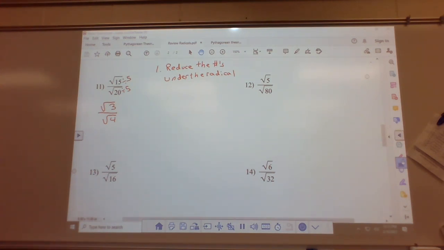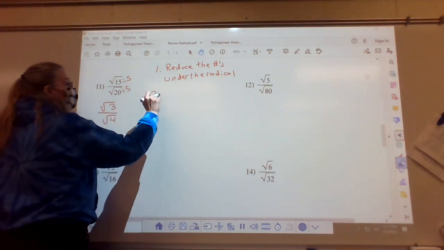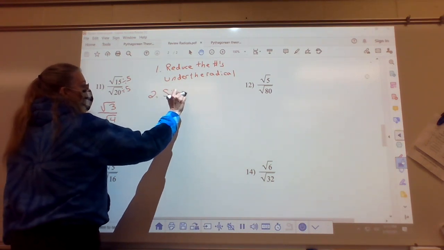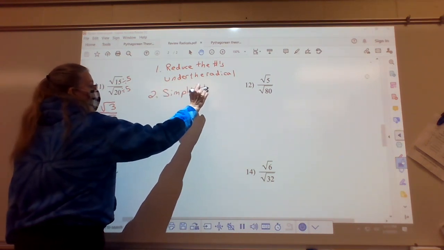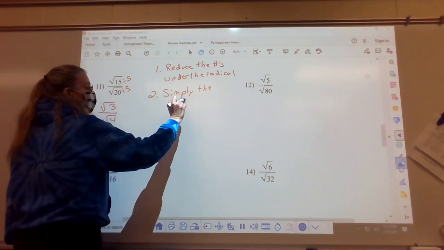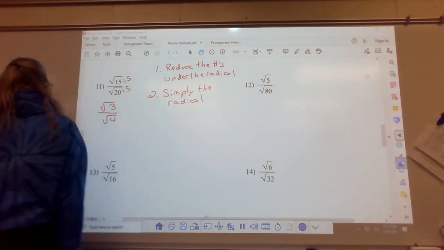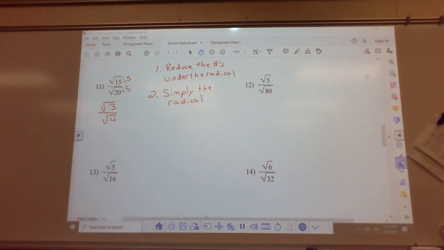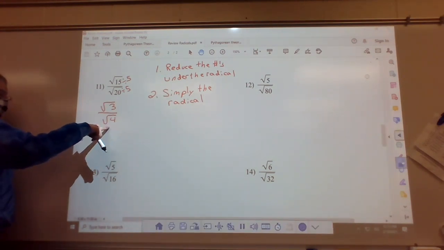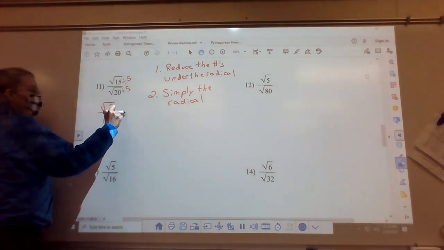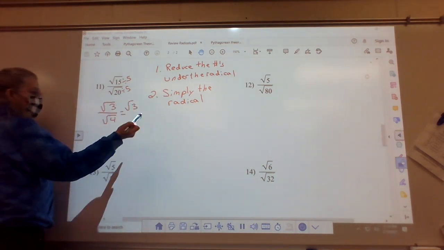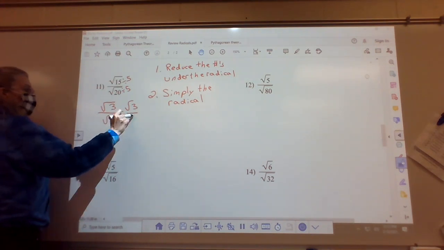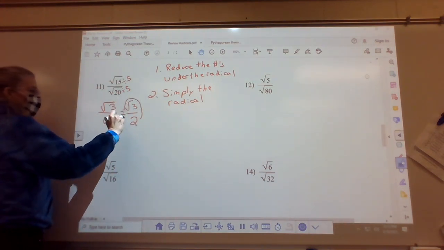Step 2, simplify the radical. Now, reducing the radicals isn't the same thing as simplifying radicals. Simplifying is if I can take something out. Well, the 3 I'm pretty well stuck with. But what's the square root of 4? 2. So therefore, radical 3 is just going to stay radical 3. Radical 4 is going to change to 2. So that is my answer.